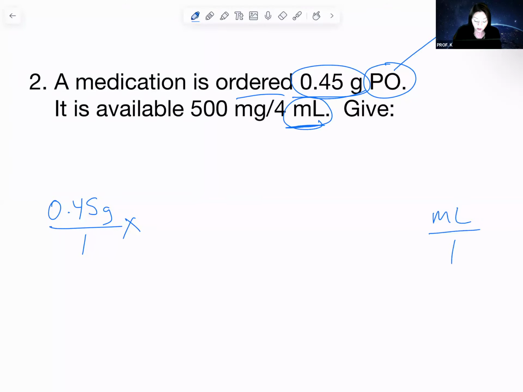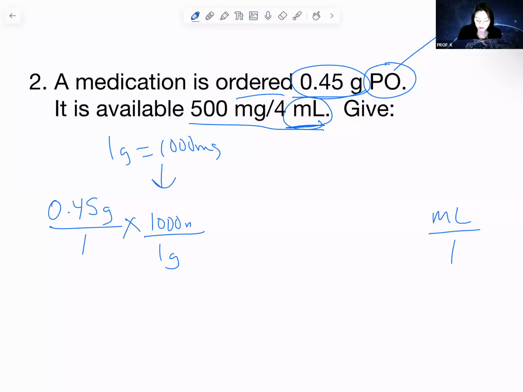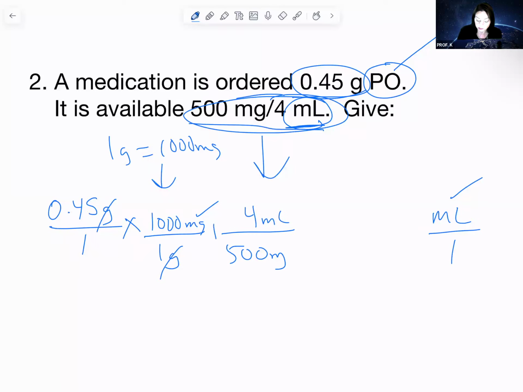Put that over 1. So I have grams and available is milligrams. So I need a conversion. I know 1 gram is equal to 1,000 milligrams. So I'm going to get rid of grams by using my conversion. 1 gram is 1,000 milligrams. That crosses off my grams. Now I've got to get rid of milligrams because I need milliliters. So I'm going to use my problem now. 500 milligrams in 4 milliliters. Beautiful. Get rid of my milligrams. I'm left with milliliters. Everything else has been crossed off. I'm ready to solve. So now it's just math.